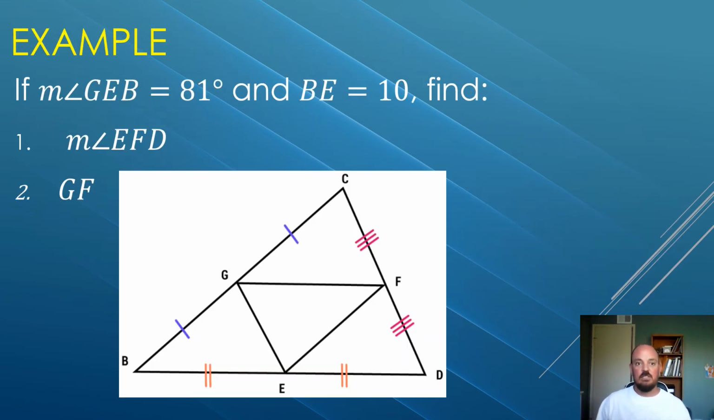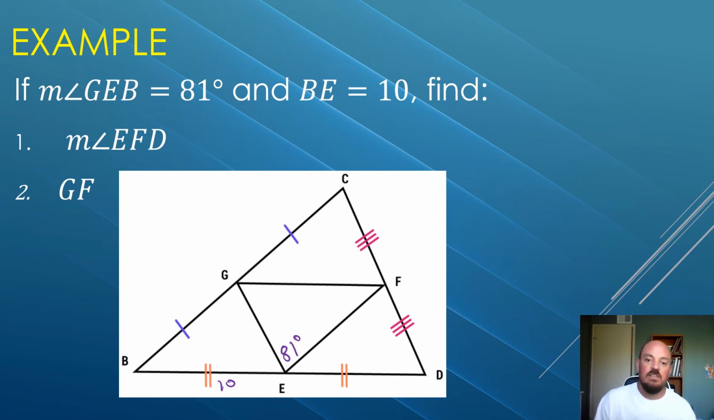So one last example for today. I gave you the same picture we've been working with. I gave you 2 pieces of information. Let's mark our information. Number 1, I told you that angle GEB is 81 degrees. That's this one right here. And BE, from here to here, half of the bottom, is 10. This is a 10 right here. And I asked you to find two things: GF and the measure of angle EFD. So let's take a look at this.